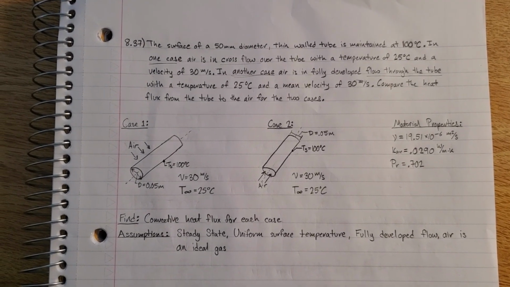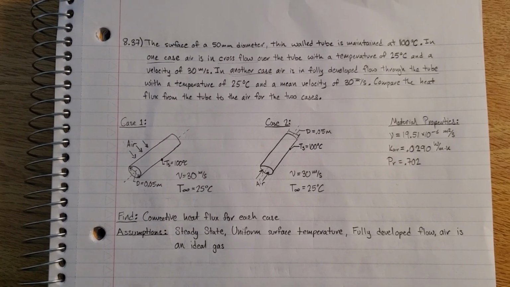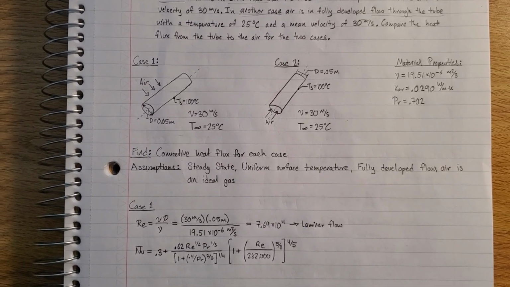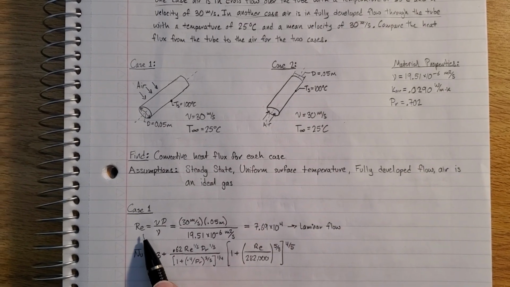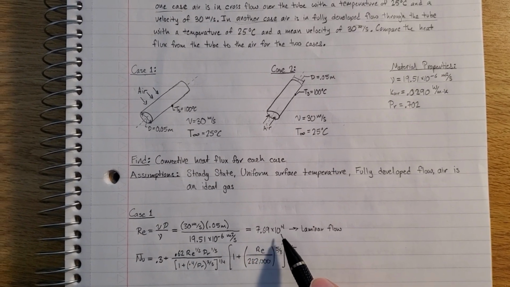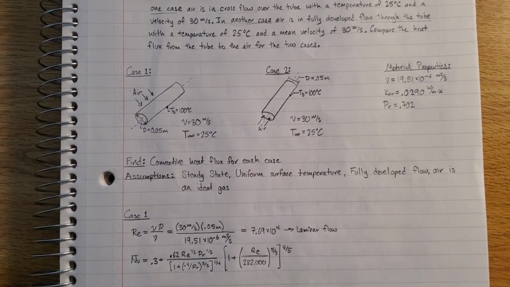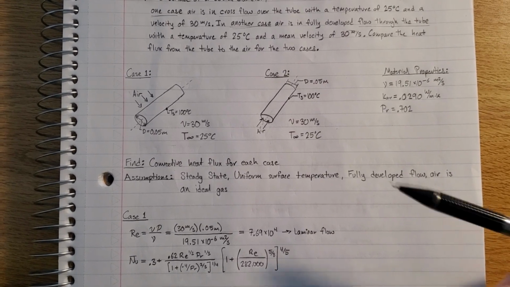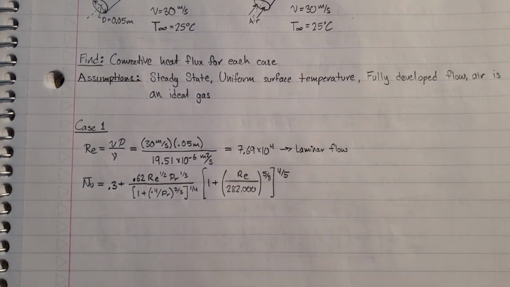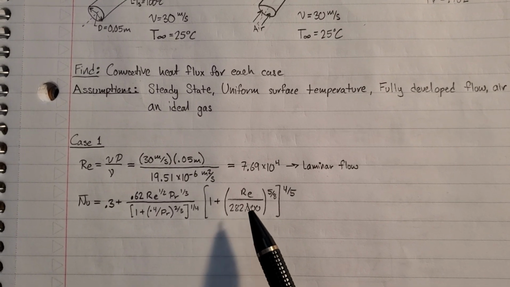So it's time to go ahead and actually solve the problem now that we've got everything written out. And we're going to start with case 1. As with any convection problem, the first step is to find our Reynolds number, which we calculated as 7.69 times 10 to the 4th, which for external flow is laminar. And because we are working with a cylinder here, we know that the equation that we need for Nusselt number is this fun guy right here.